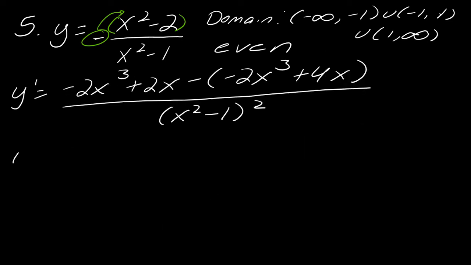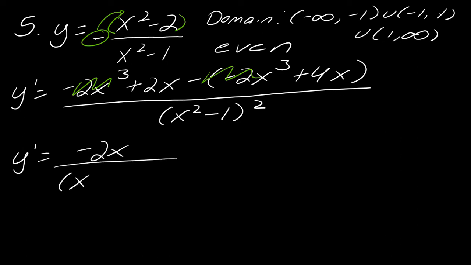Okay, and so now if I were to simplify the top, let's see, these 2x cubes actually drop out, and then I'm left with 2x minus 4x. So it looks like the top will be negative 2x over x squared minus 1 squared. So now we have to determine either where does this equal 0 or where does this not exist.